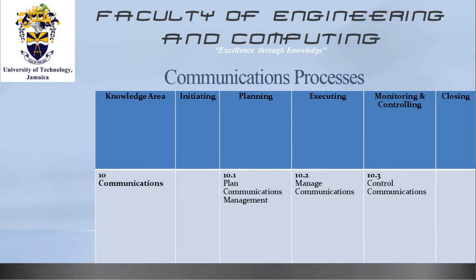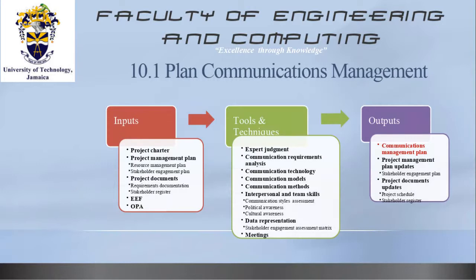Now let us look at the various processes. Ten here, as you already know, this is the 10th knowledge area. It's only because it's chapter 10 in the PMBOK, right? And we have three communications processes. We have plan communications management, which obviously is undertaken at the point of planning. We have manage communications, which is done during the execution phase. And of course, we are controlling communications, which comes under the process group of monitoring and controlling. So these are the three that we will quickly look at.